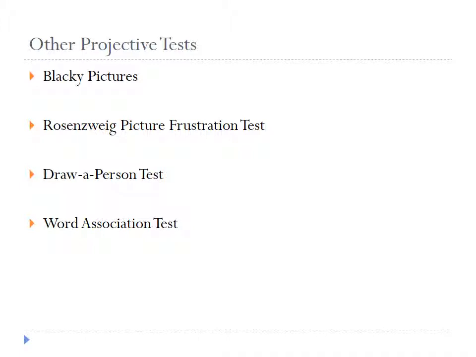Another example is the Rosenzweig Picture Frustration Test. Here, clients are shown images of people in frustrating situations, and they're asked to respond how they would feel in that situation and what they would do to get out of that situation.